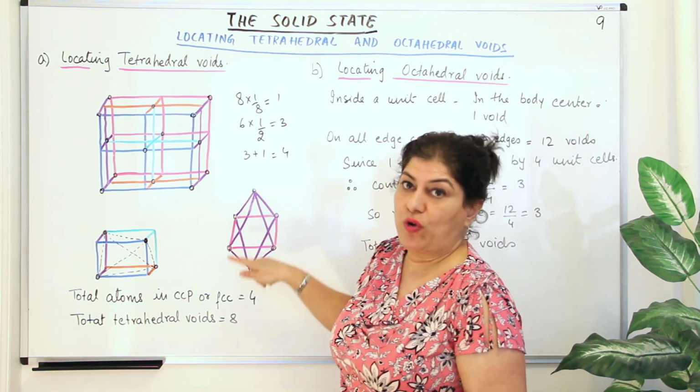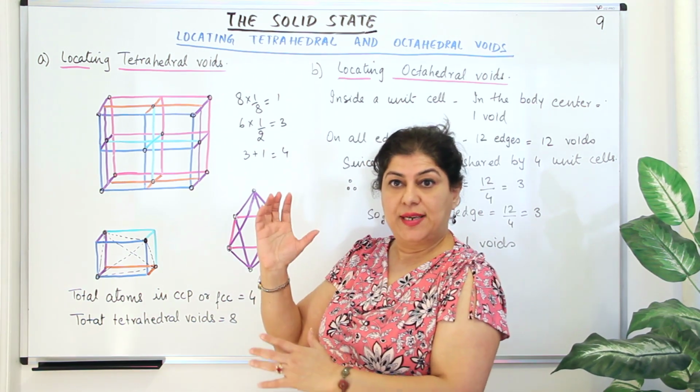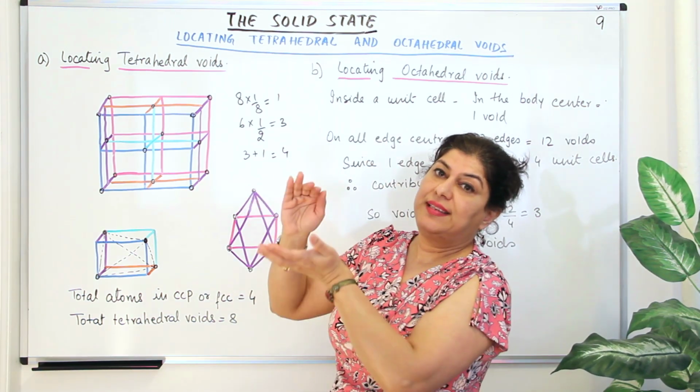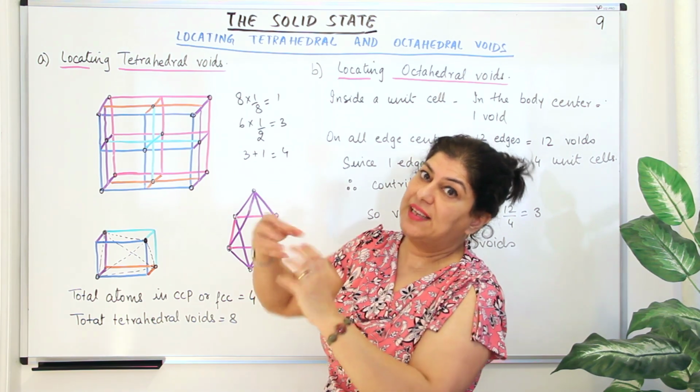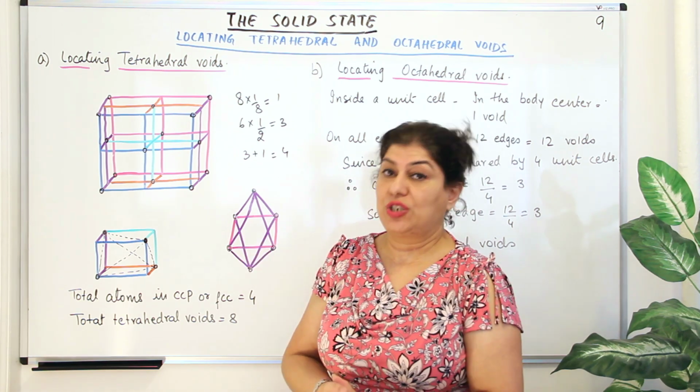I told you the shape of an octahedral void. You can imagine this to be a triangle that is upright and which is covered by a triangle that is pointing in the opposite direction. So when they join together, they result in the formation of an octahedral void.